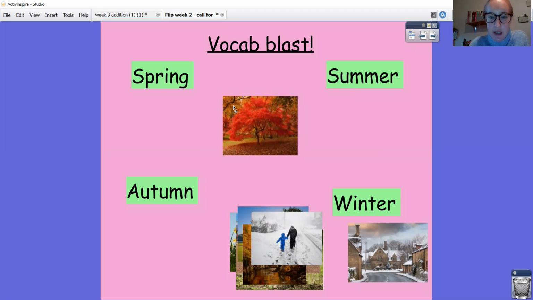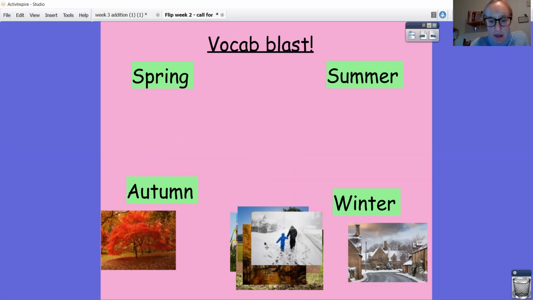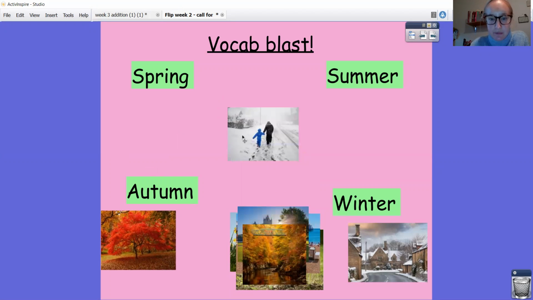Okay, this picture here. In this picture, I can see lots of leaves on the floor. I can see that they're turning oranges and browns. So where do we think it will be? I think it's autumn too. Well done.